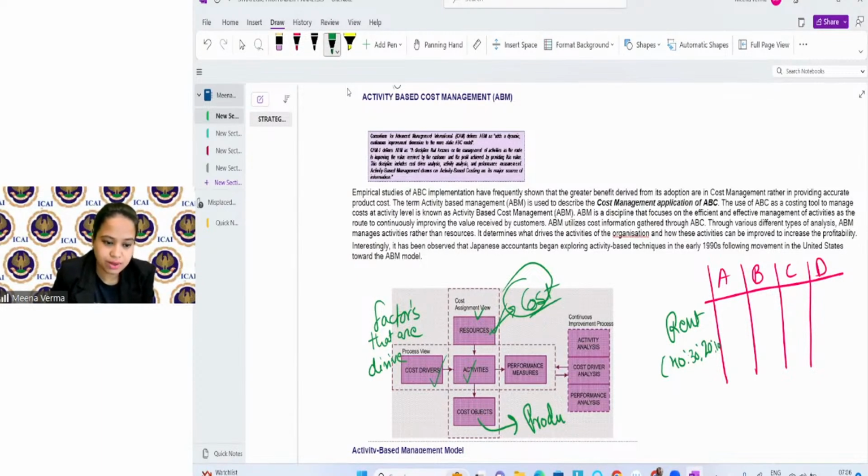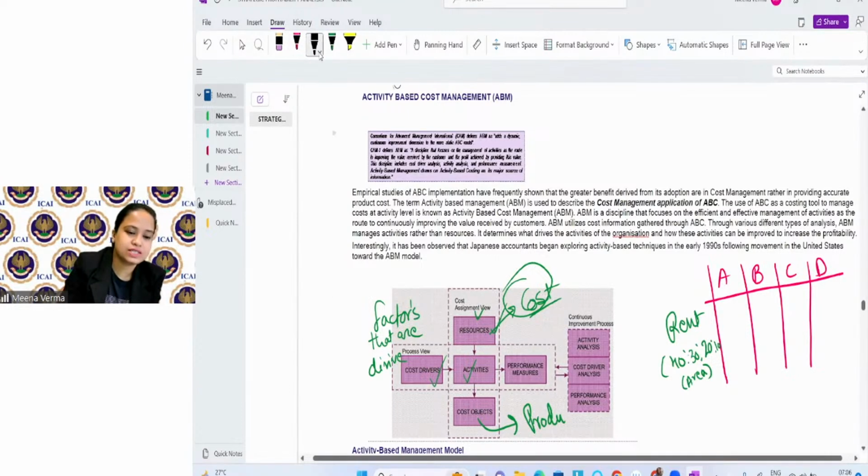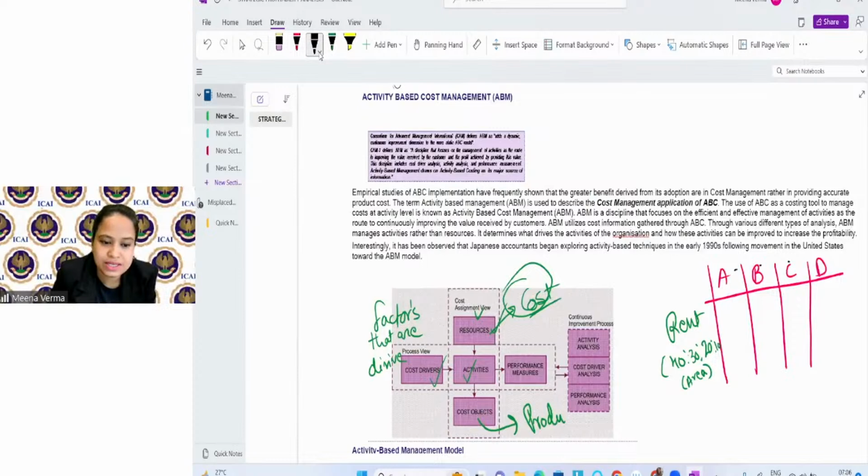Now this ratio came from what? The area occupied by the product. So I will be allocating the rent cost to these 4 different products on the basis of area occupied by these products respectively. So A, B, C, D, these products are known as cost object. You will call them what? Cost object.